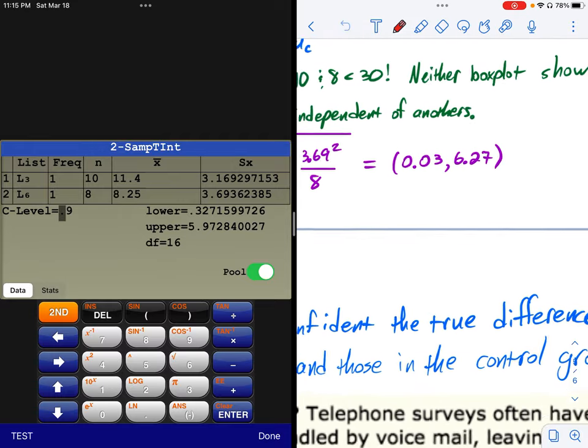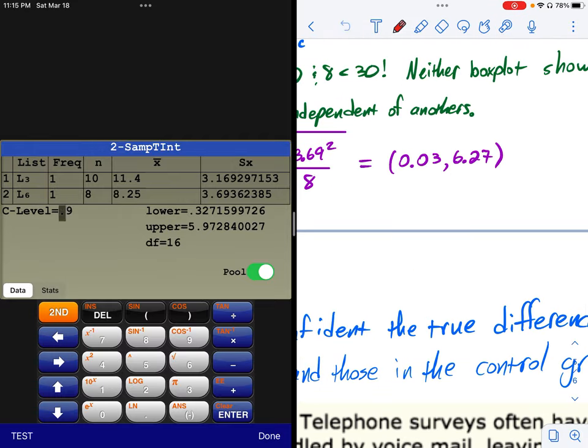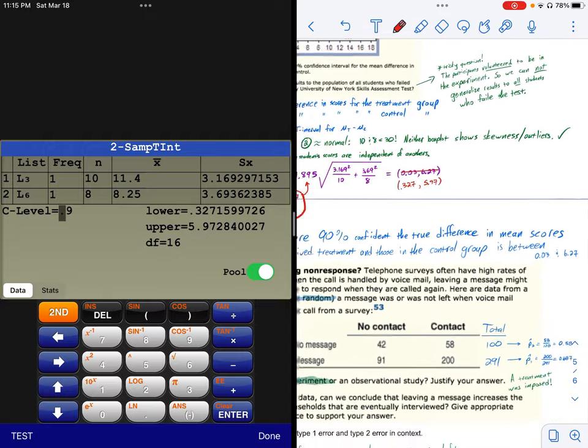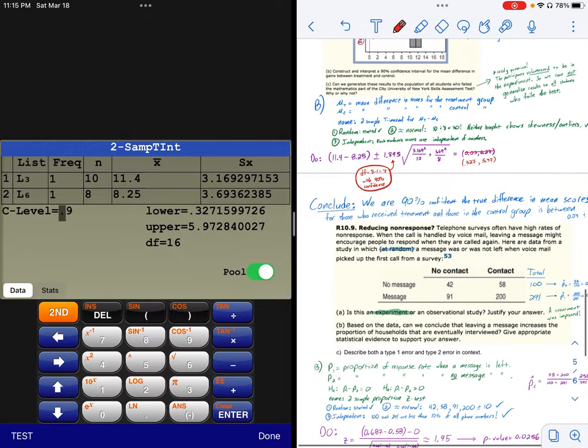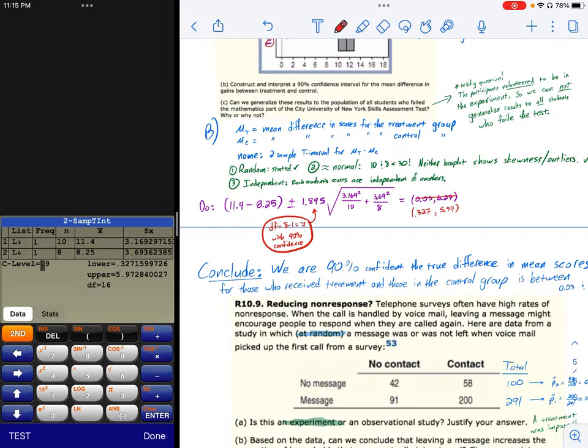Sometimes when I take answers from textbooks, this is the textbook answer, and I'm like, that's dumb. And my calculator is giving me 327 and 597. So I'm going to go with the red one. Okay, and they're pretty similar. Okay, conclusion.